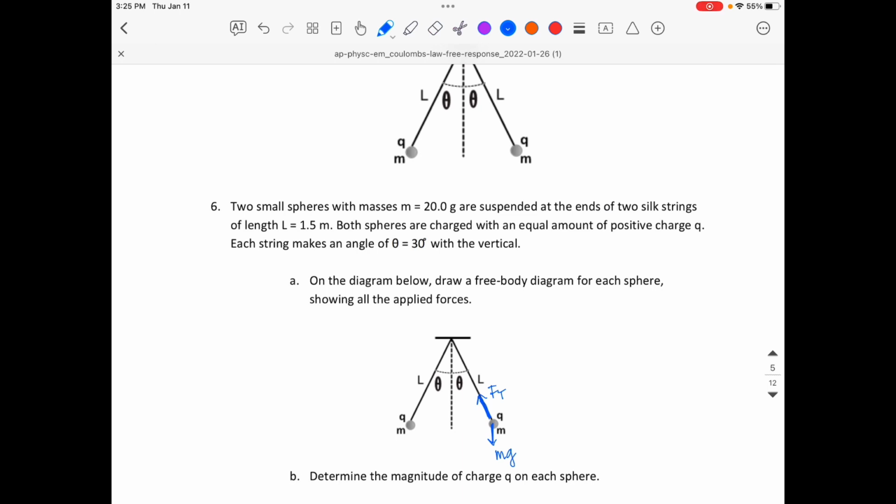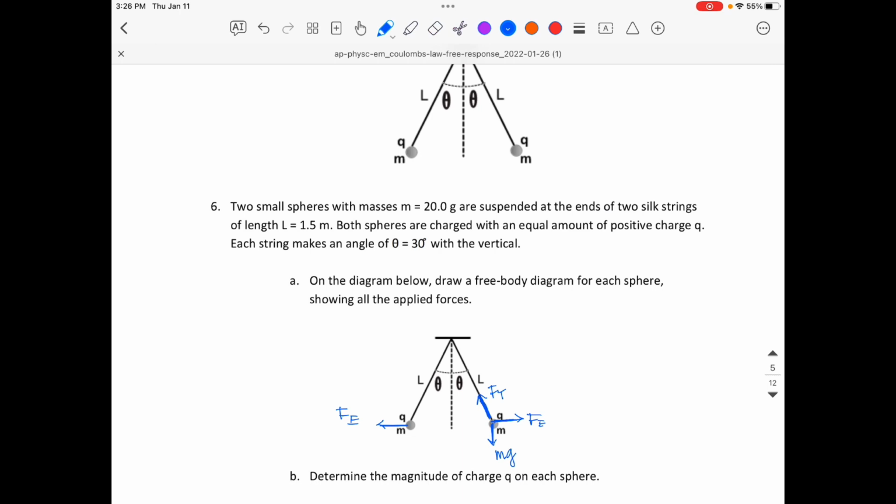It tells us that they are suspended and they have an equal amount of positive charge. We also know that they must have like charges because they're separating along the string. And so that force is going to be a repulsive force on each side.